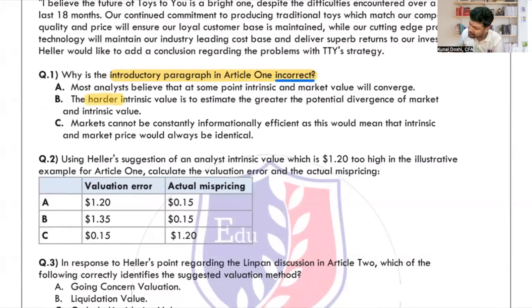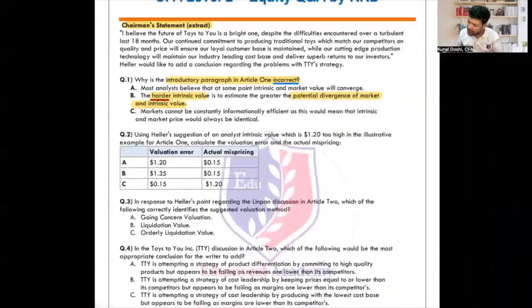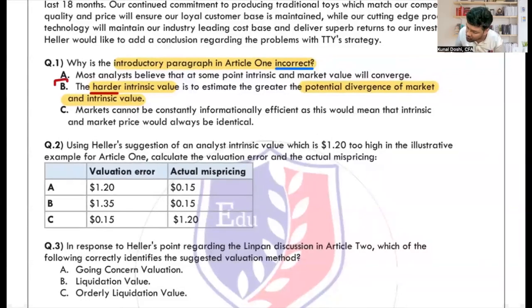The harder intrinsic value is to estimate, the greater the potential divergence, right? Correct. But if you look in the statement, they use the term the easier. So this is something that was wrong in the statement, right? They should have used harder, but they use the term easier it is to estimate. Am I correct? So this is something that was mentioned wrong in the statement there, isn't it?